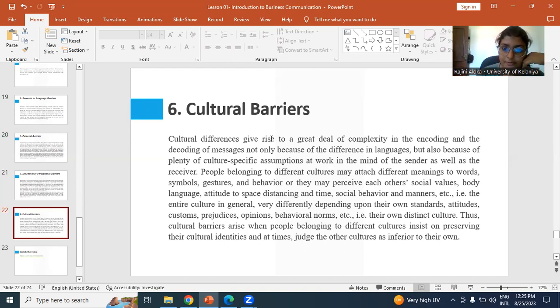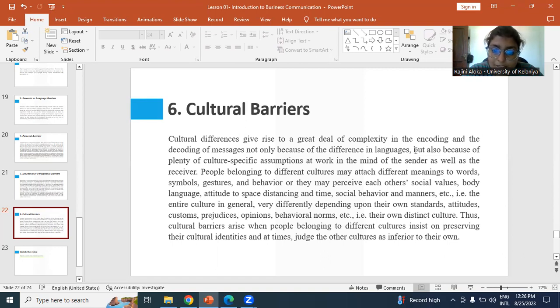Cultural differences give rise to a great deal of complexity in the encoding and decoding of messages, not only because of the difference in languages, but also because of plenty of culture-specific assumptions at work in the mind of the sender as well as the receiver. People belonging to different cultures may attach different meanings to words, symbols, gestures, and behaviors, or they may perceive each other's social values, body language, attitude, space distancing, time, social behavior and manners, etc.